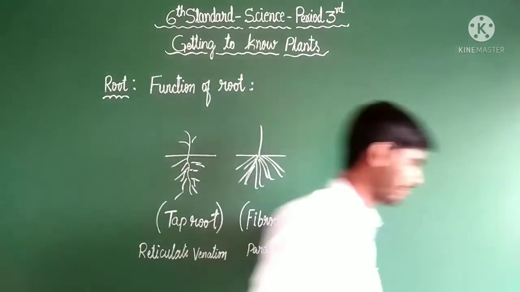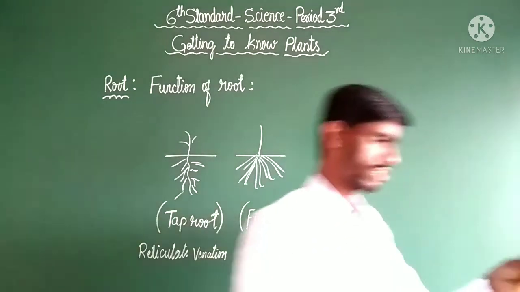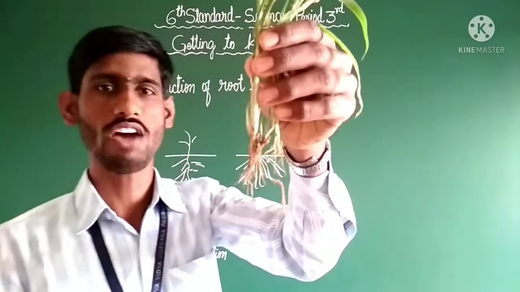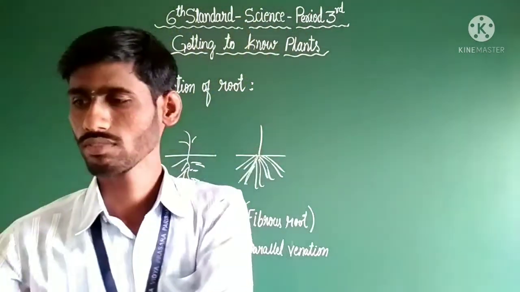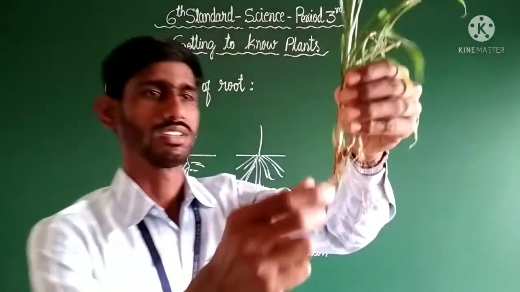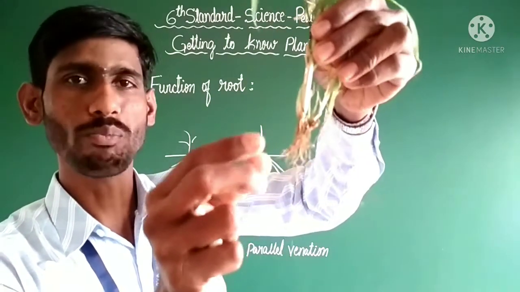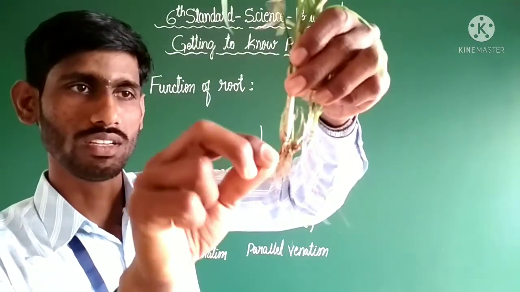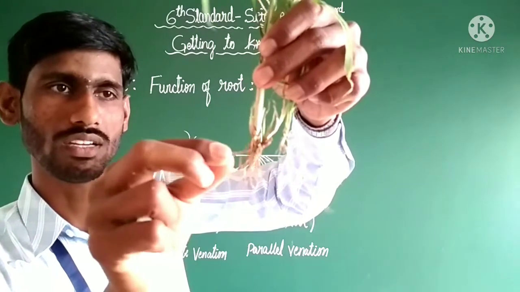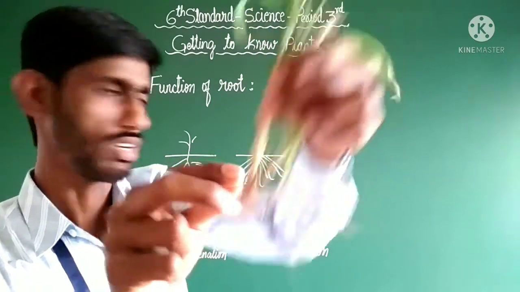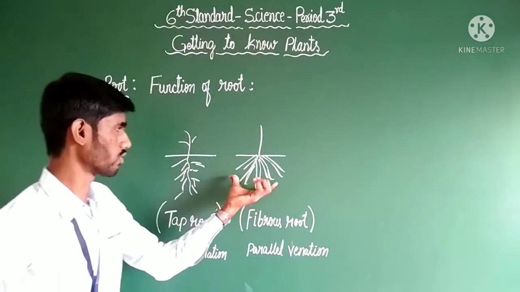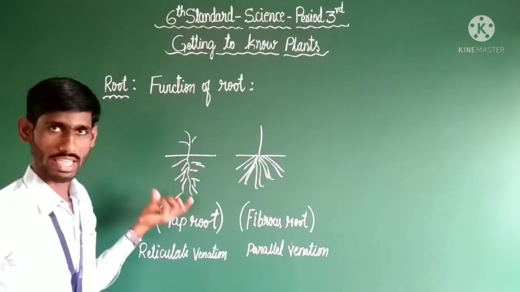How is fibrous root? Observe here, dear children. Grass is the example of fibrous root. See, observe here. No main root. There are many single roots. So this is the example of fibrous root. Dear children, the fibrous root is like this, tap root is like this.